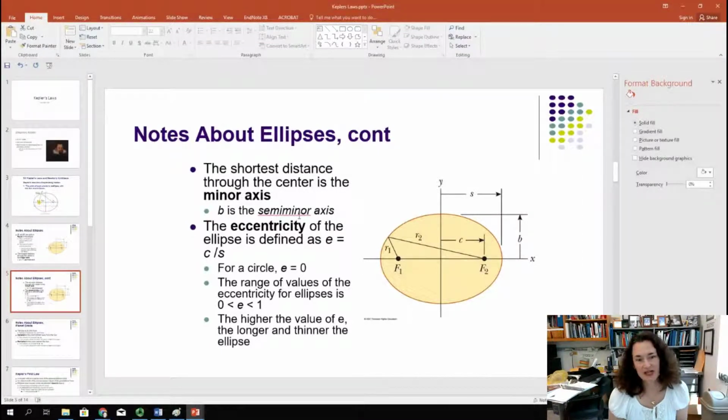The eccentricity of an ellipse is usually called e, and it's defined as the ratio of the distance c divided by S. Remember, c is the distance along the long axis from dead center to the focus, and S is the semi-major axis. Now for a circle, since the foci sit at the very center, c is equal to 0, and that means the eccentricity is also 0 because it's c divided by S. The eccentricity of an ellipse is always a number between 0 and 1. And the higher the value of your eccentricity, the longer and thinner your ellipse gets. And the closer it gets to 0, the closer your ellipse is to a circle.